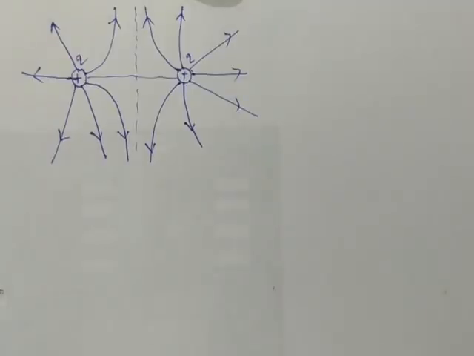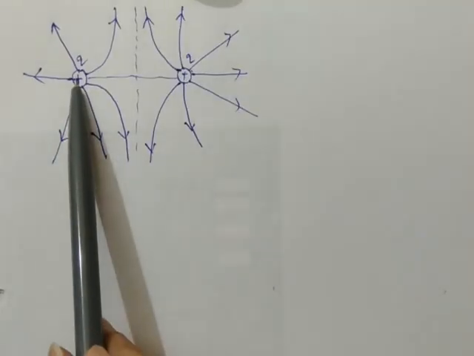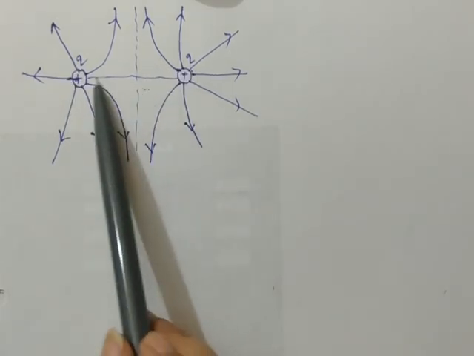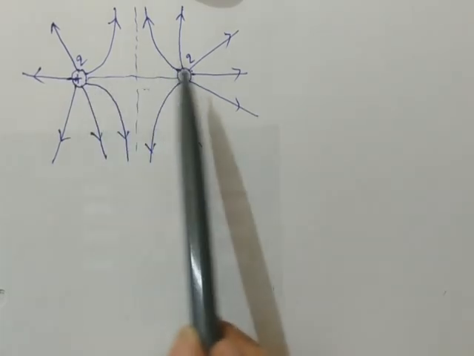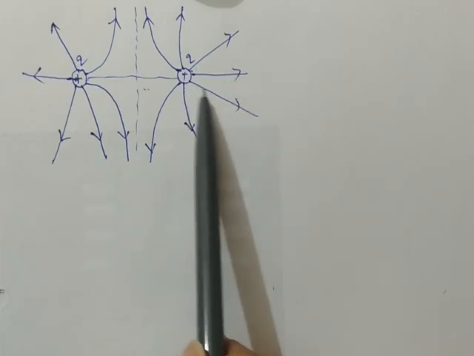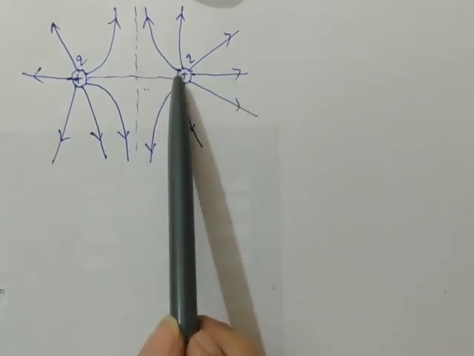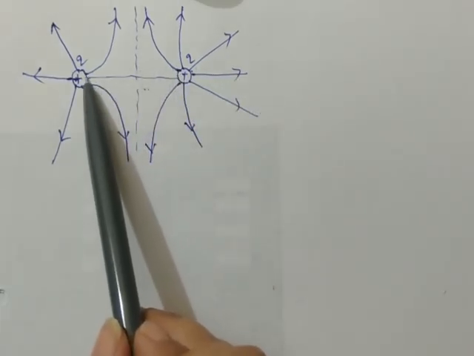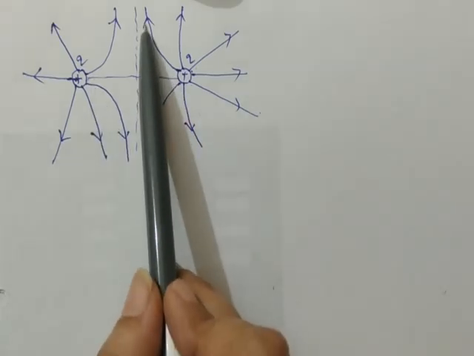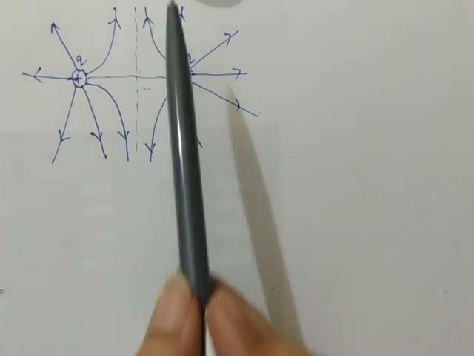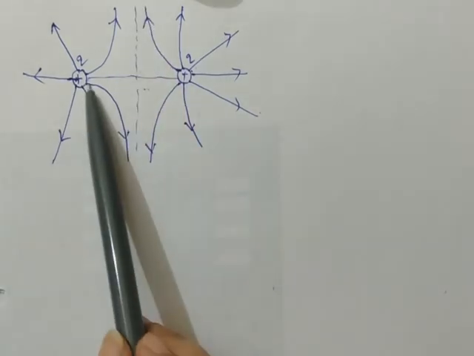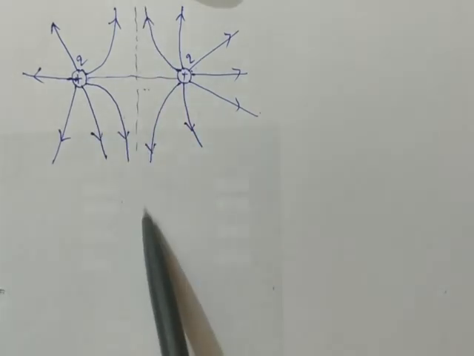Electric field lines for two positive charges: if two charges are the same, then they do not go towards each other. The lines are going away from the positive charge, and here the lines which were going otherwise to this side, they start deviating from this positive charge and they go outside, and here also they deviate to this side.